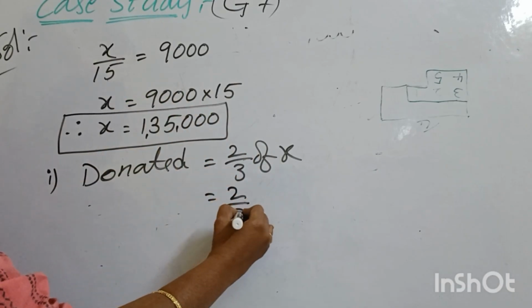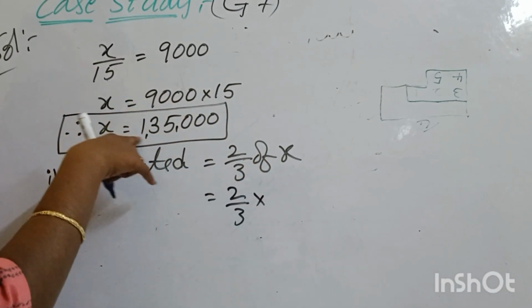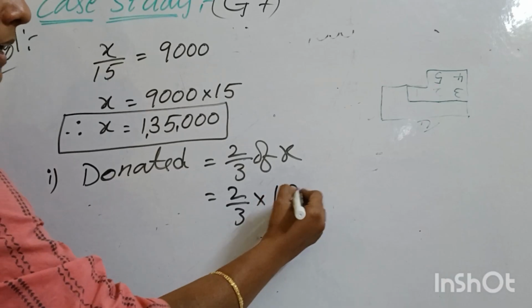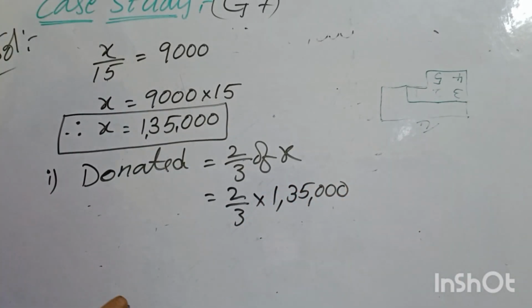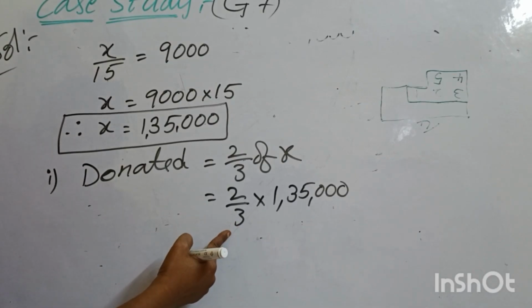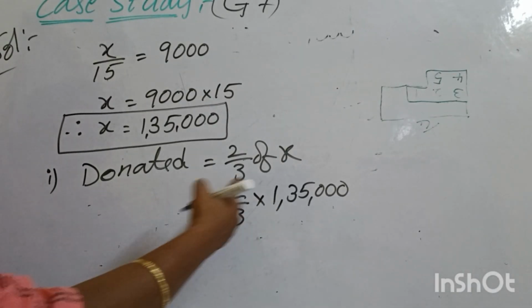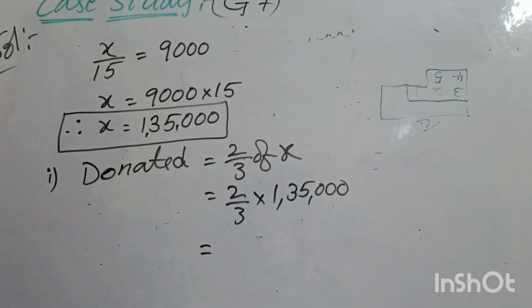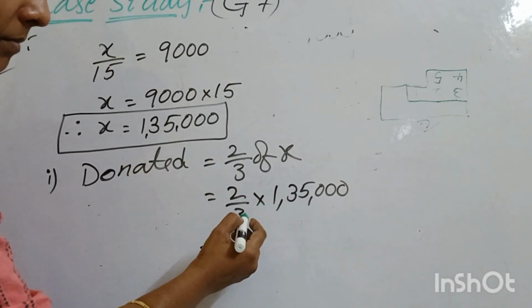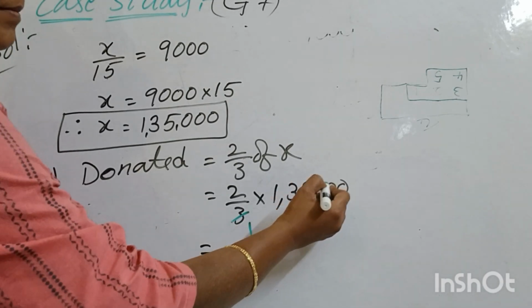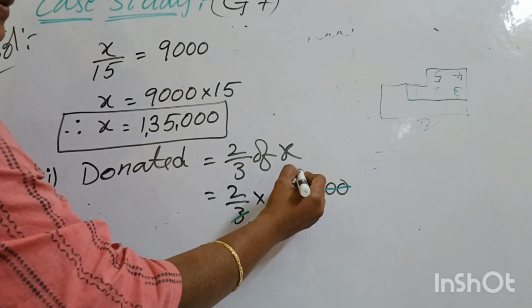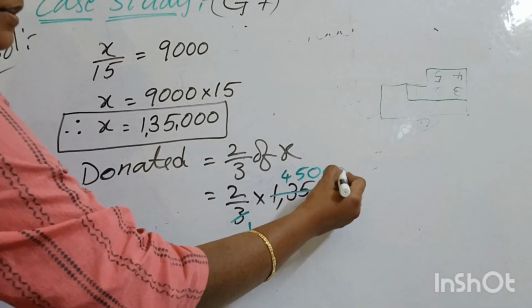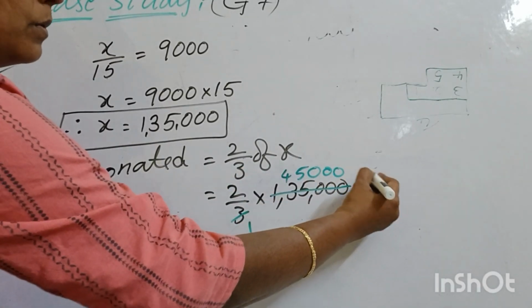Of means multiply. What is the x value? 1,35,000. Now, if you simplify this, see, 3 table, how many times? 3 table 1 time. Here, 3 table, first 4 times 12, 1 will come, 15 means 3 5s. These 3 zeros. 45,000 into 2, 90,000.